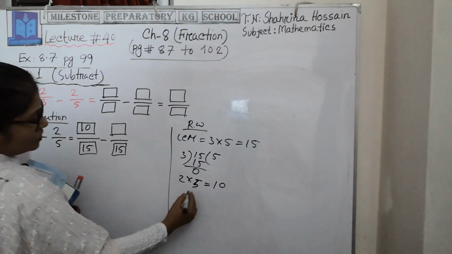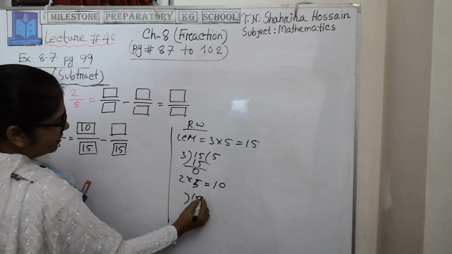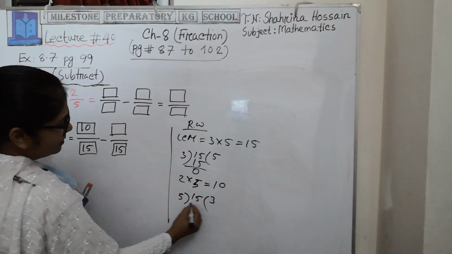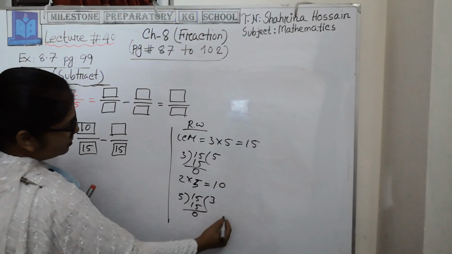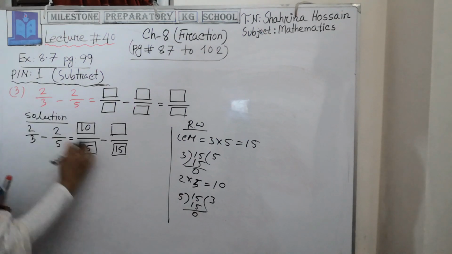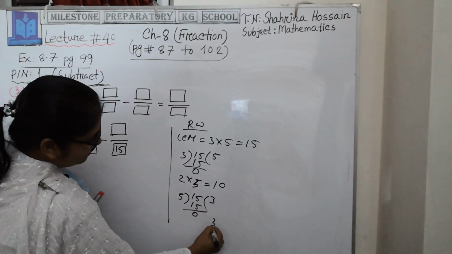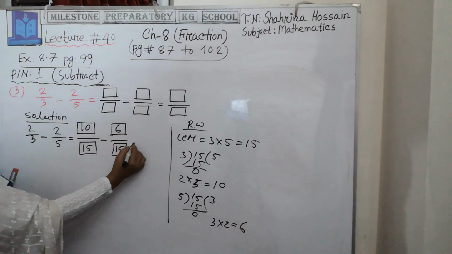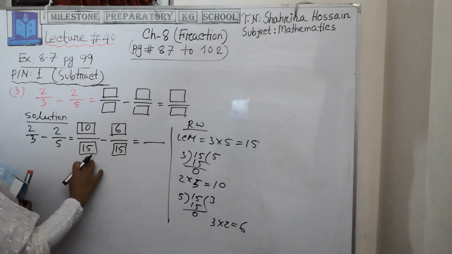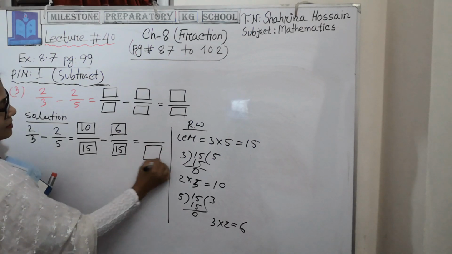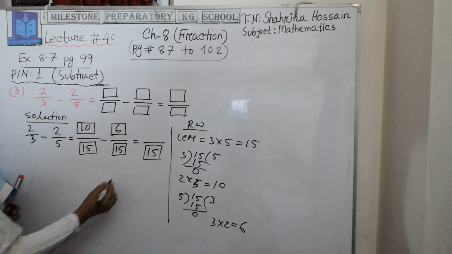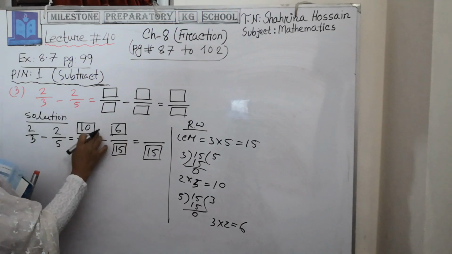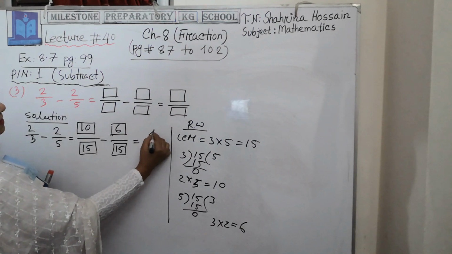In the second one, 15 divided by 5: 3 fives are 15. So again we multiply 2 with this 3, and 3 into 2 is 6. That means here it is 6. So in the denominator's place we write 15, and now we subtract 10 minus 6. My answer is 4.